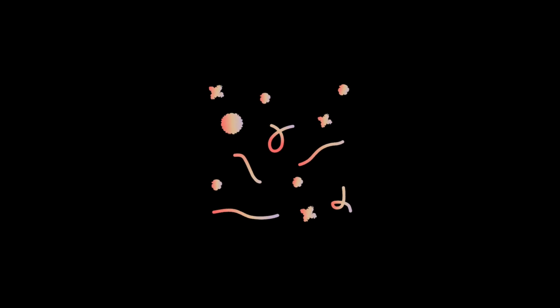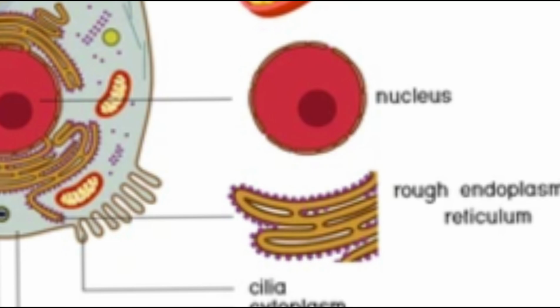If we see the ribosome, it is made up of RNA and protein. It consists of two subunits, large and small, and the function is to synthesize protein by translating mRNA. Free ribosomes produce intracellular protein, while endoplasmic reticulum-bound ribosomes make protein for export or for the membrane.